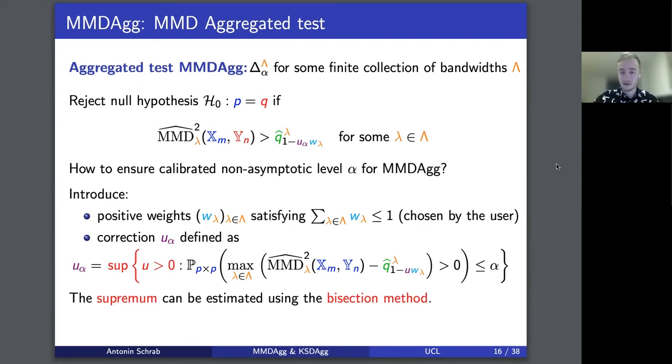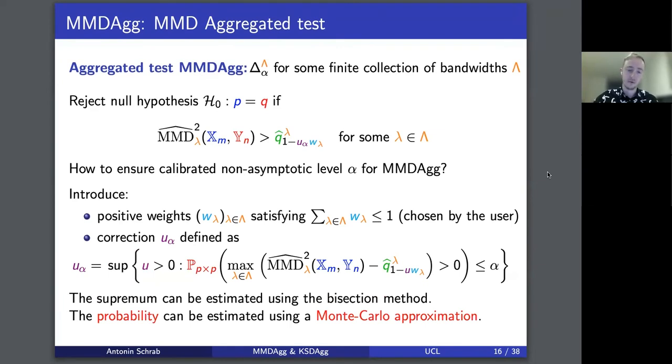We do this using a bisection method. Because this is really finding the root of this function of U minus alpha, and we want to find its root because this is an increasing function of U.